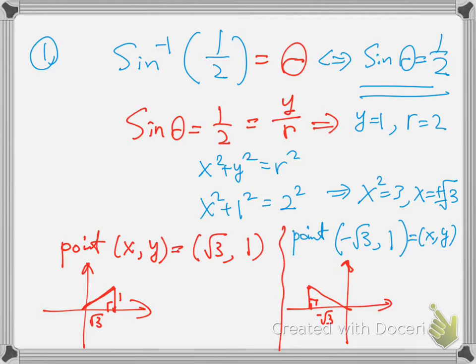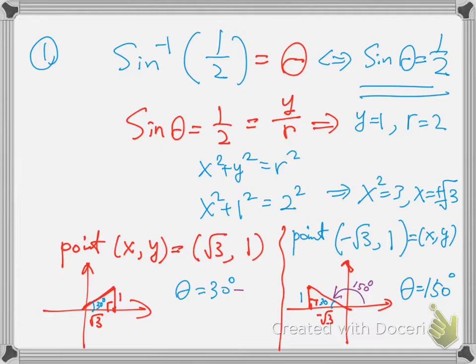Now what's the corresponding angle? It's a 30-60 triangle. The angle opposite the side of 1 is 30. So in solution 1, the angle is 30. In solution 2, the angle is 180 minus 30, so it's 150. So if there's no restriction, we have two solutions: two pictures, two right triangles, two solutions, 30 and 150.